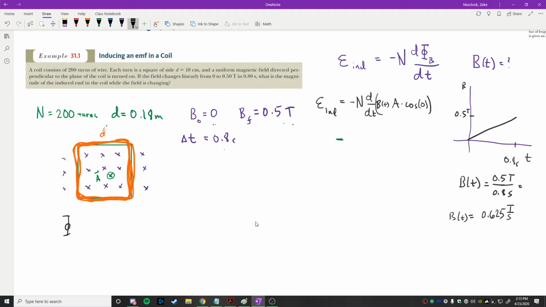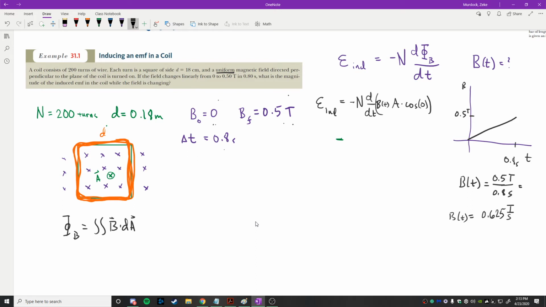The only time you need to use this equation is if the magnetic field changes in space. But it's going to have the same value throughout the entire area. See, it says a uniform magnetic field. So it's the same everywhere in space. It only changes in time. Does that make sense?